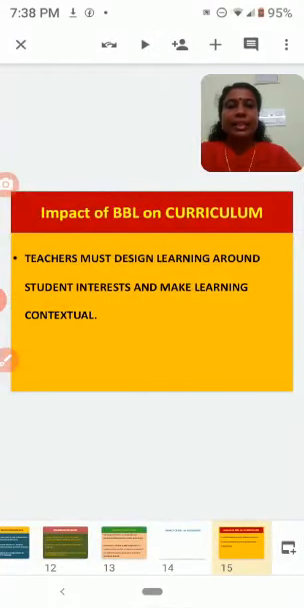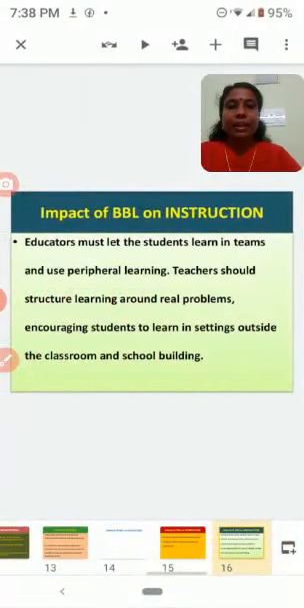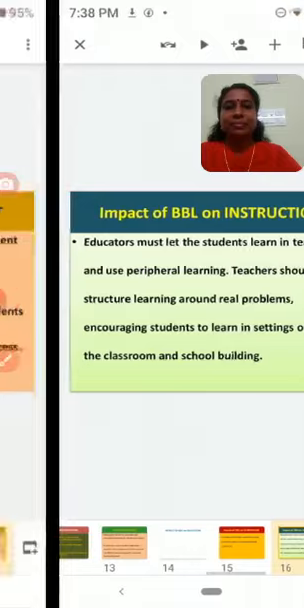Now we shall see the impact of BBL. First of all, impact of BBL on curriculum. Teachers must design learning around student interest and make learning contextual. Impact of BBL on instruction. Educators must let the students learn in teams and use peripheral learning. Teachers should structure learning around real problems, encouraging students to learn in settings outside the classroom and school building.